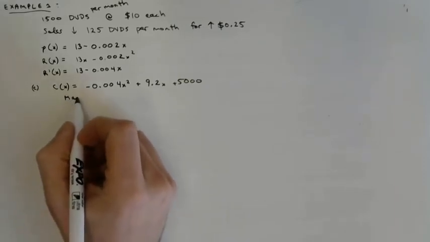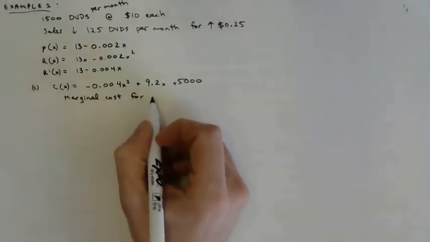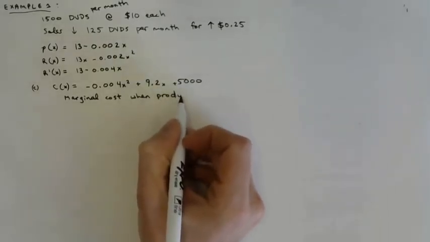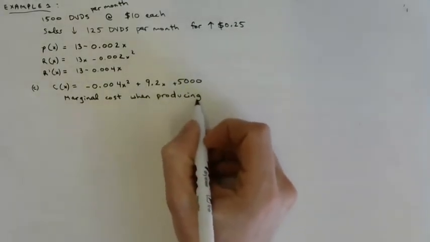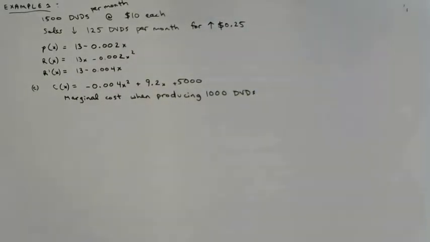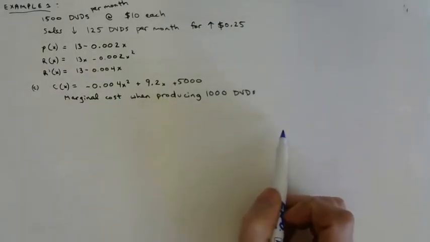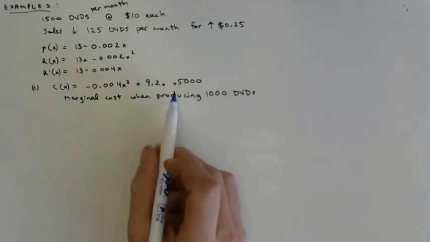So marginal cost when producing. So remember, this is not the cost of producing. This is the marginal cost when producing 1,000 DVDs. It's the rate of change of the cost of producing a DVD. So you'd kind of assume that the more DVDs you produce, the cheaper it will get. But we also notice that it's a quadratic. So at some point, it's going to get more expensive again, depending on the number of DVDs that you produce.